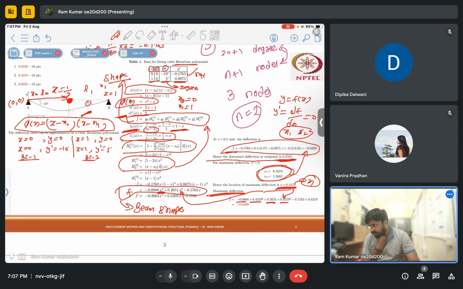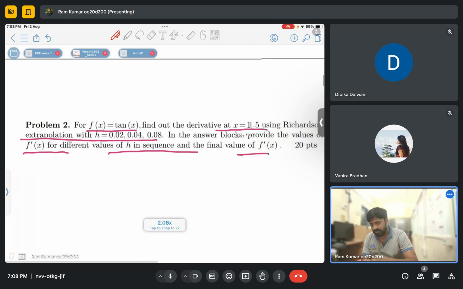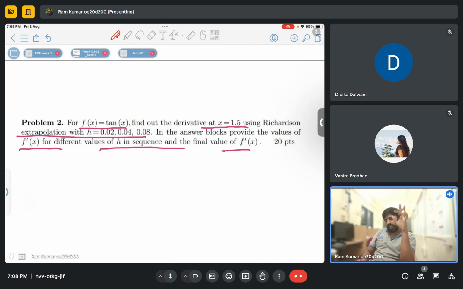A new question, a simple question, we will take. So now you have to solve this question. For f(x) equal to 10x, find the derivative at x equal to 1.5 using Richardson extrapolation with h equal to 0.02, 0.04, 0.08. In the answer below, provide the value of f dash x for different values of h in sequence and find the final value of f dash x. This is one of your assignment questions. Okay, I will tell you some formula, then you will get it.